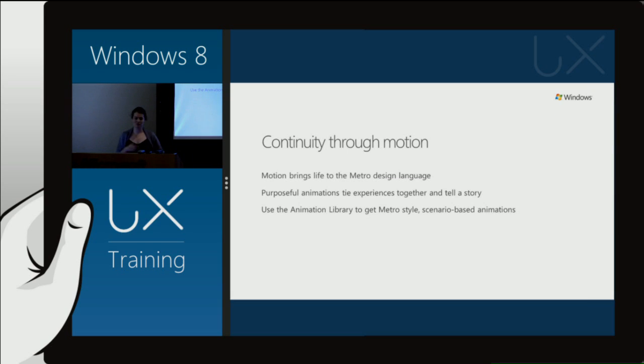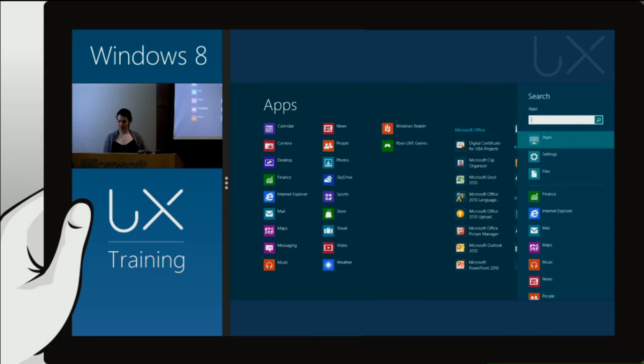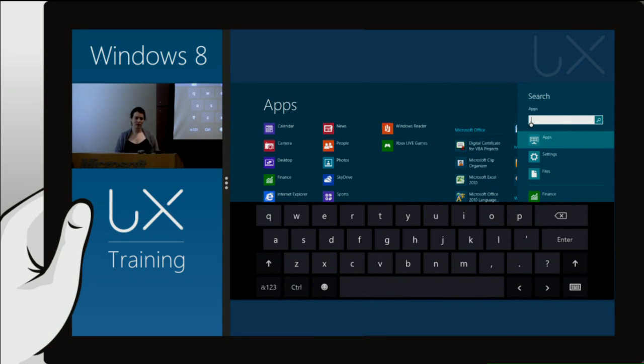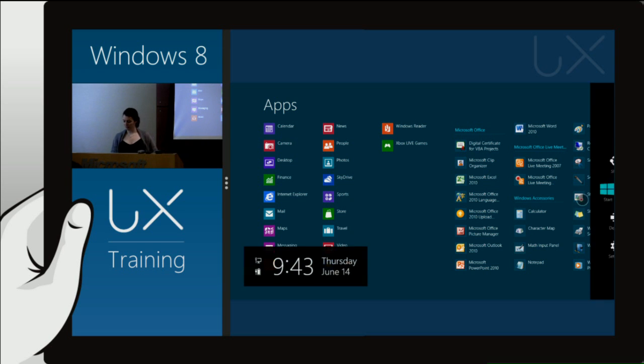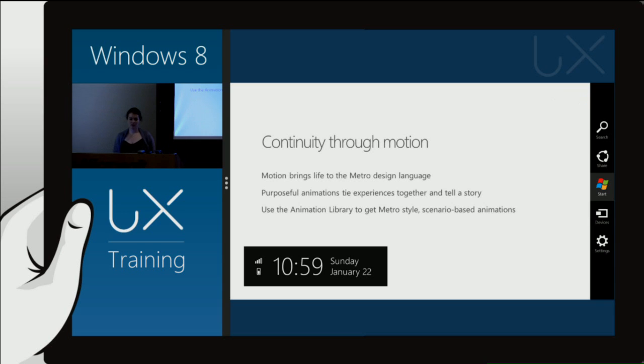Purposeful animations really do the job of tying experiences together so that they tell a story. If you go to the start screen, for example, and go to search, and I tap in the search box, the soft keyboard comes up, and it's coming up from the bottom. Again, it's providing some grounding and some transitions between the application and its different states and the different pieces of UI that come in and go away. There's an animation library that we provide for application developers that will provide you with scenario-based animations.